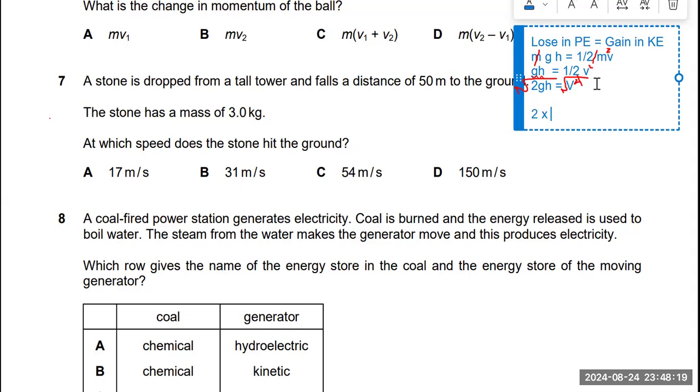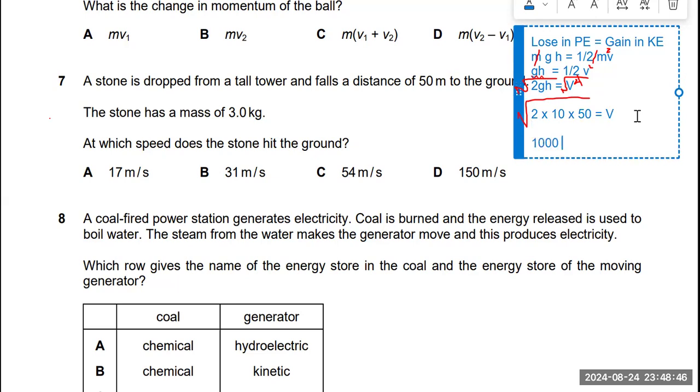2 multiplied by the value of g, which is 10. The value of height is 50 meter. Okay, this is equal to only v, because the square is cancelled out by the square root. So now you have to multiply all these terms. You will get 1000 is equal to v, and then you have to find out the square root. The square root of 1000 is equal to 31 meter per second.